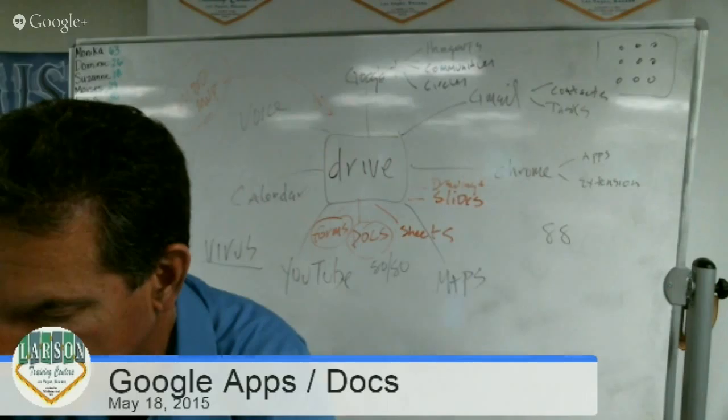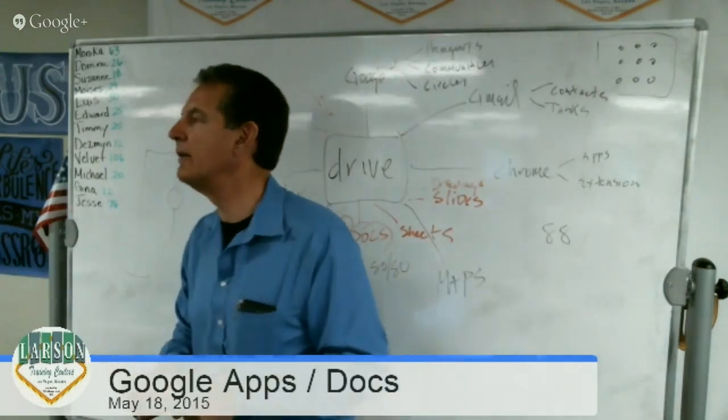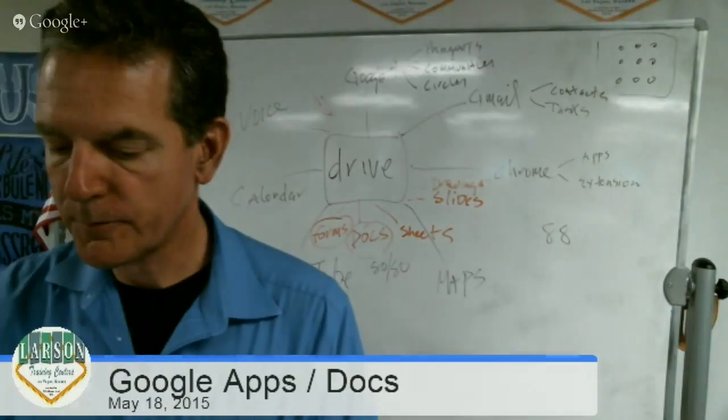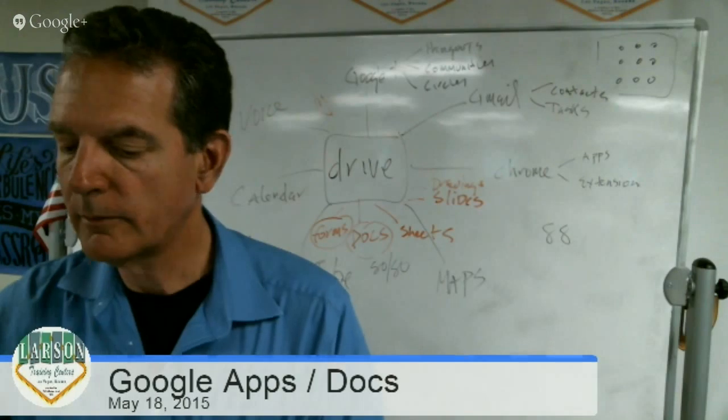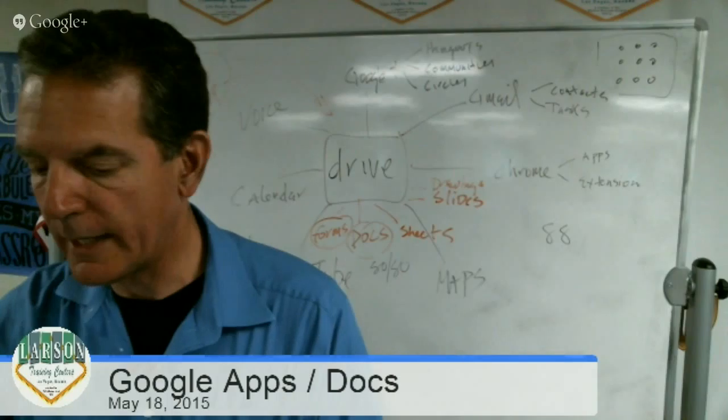Where am I located when I go to Drive? What's the default? You're on My Drive. Okay, so now I want to create a document. You push the red New button, right? And go to Google Docs.